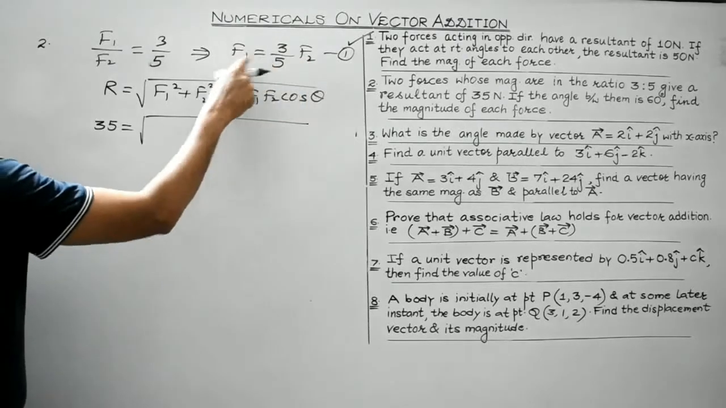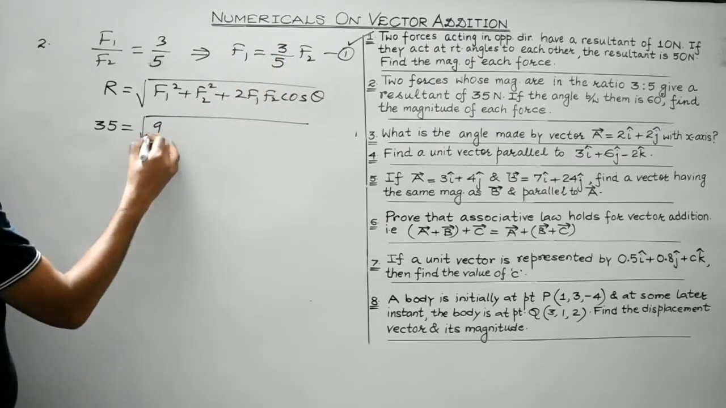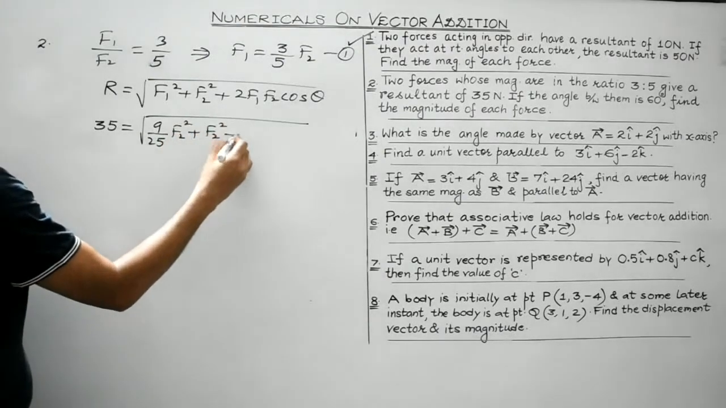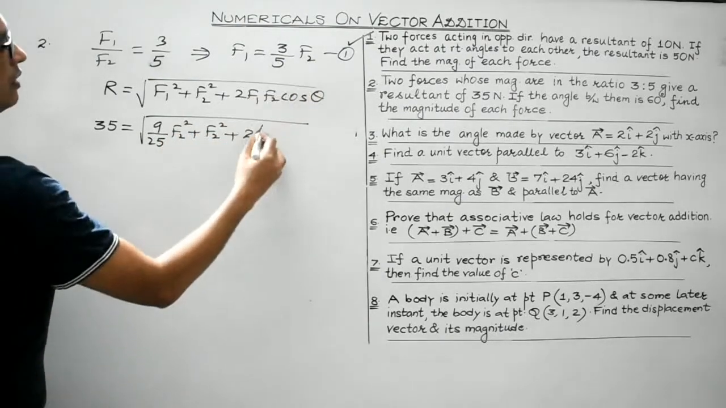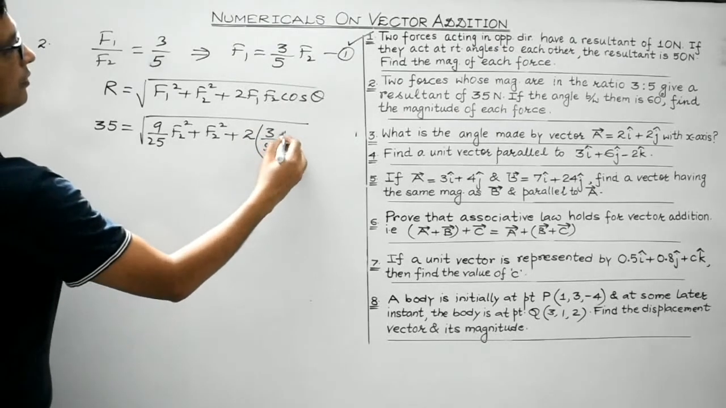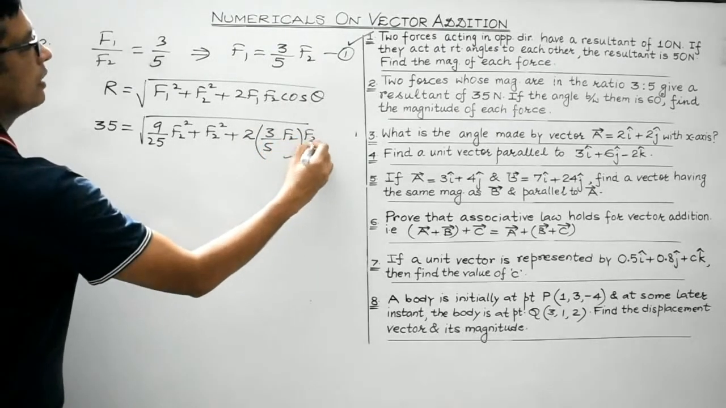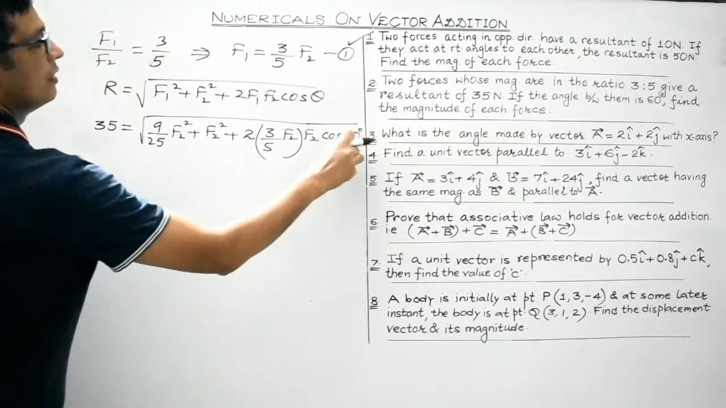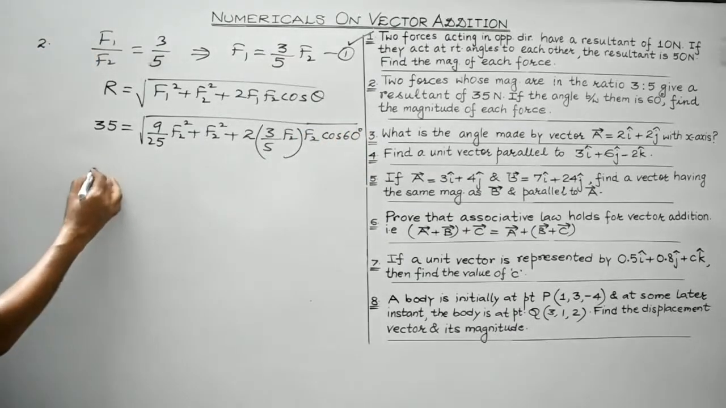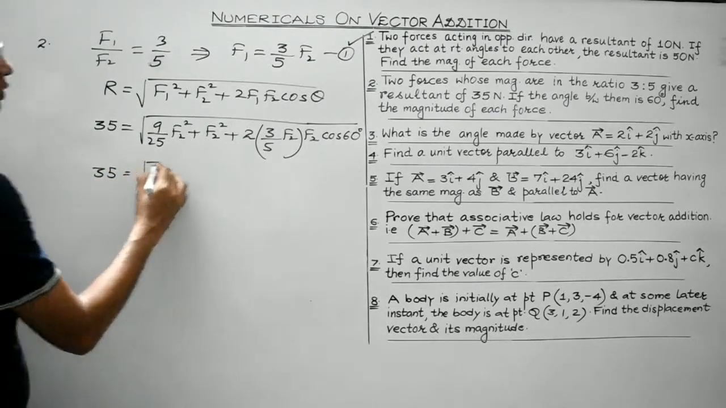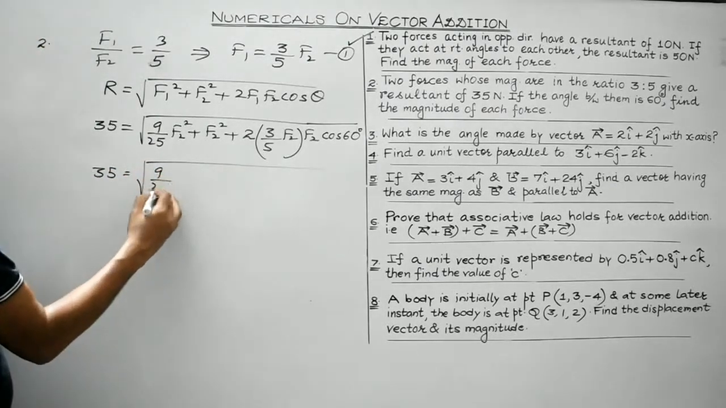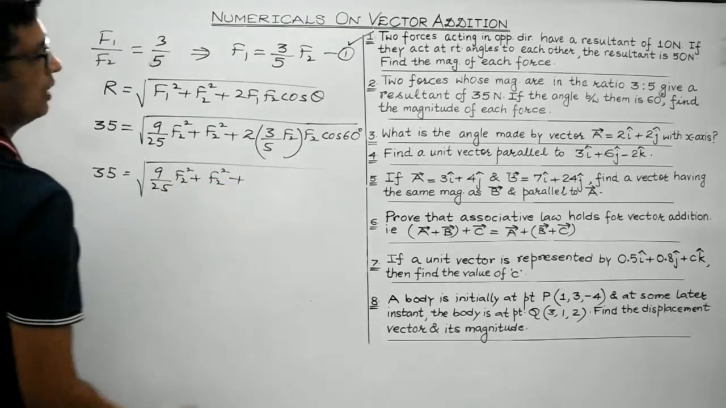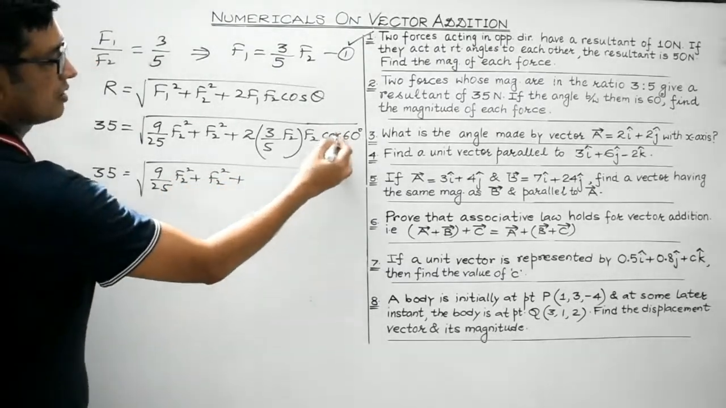So we can substitute the value of F1 over here. So you get 9/25 F2 square plus F2 square plus twice F1, that is 3/5 F2 multiplied by F2 and over here cos 60 degree. Right? So let's keep on solving it. Square root of 9/25 F2 square plus F2 square plus, let's check, cos 60 is half.